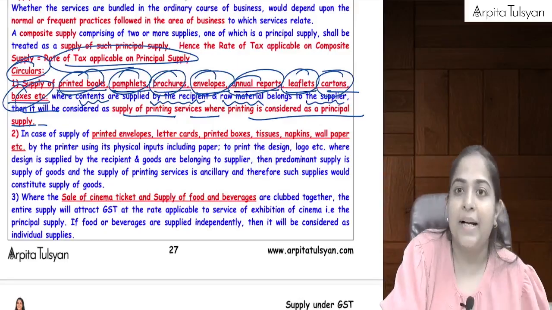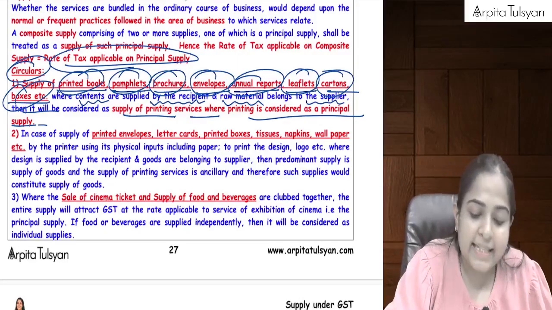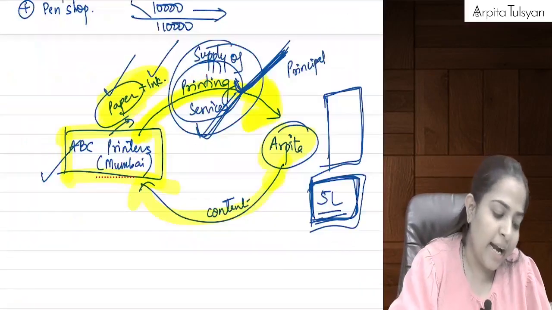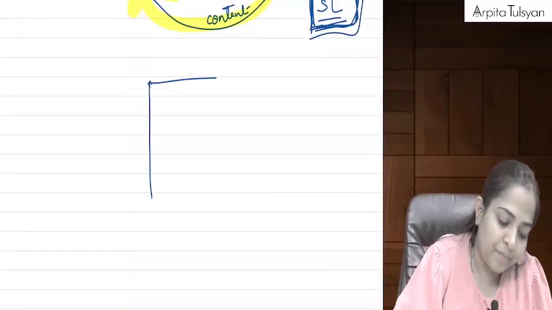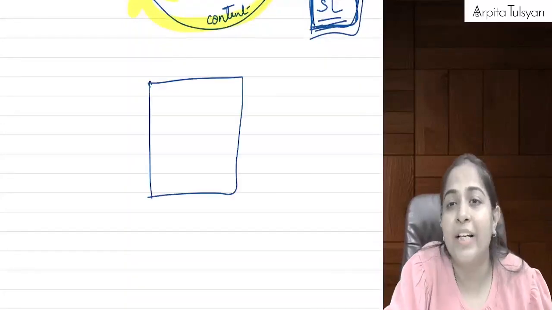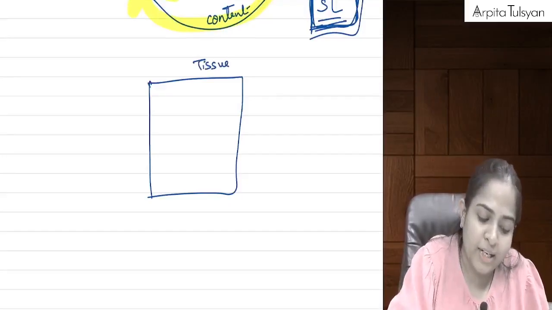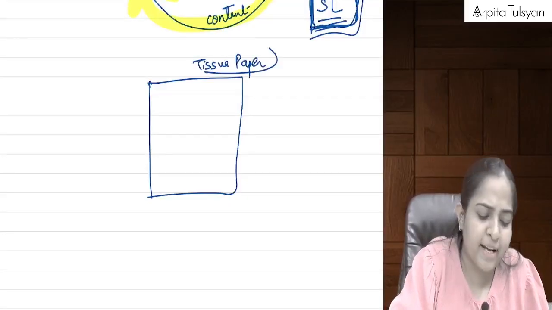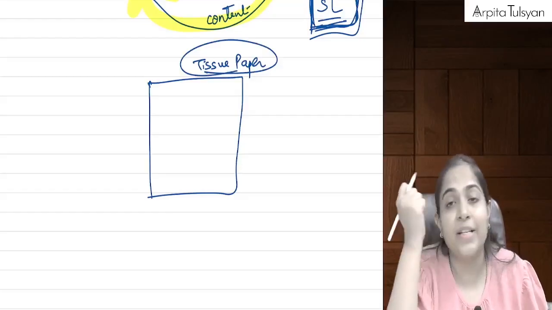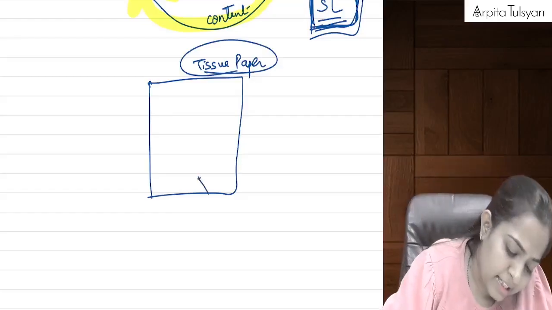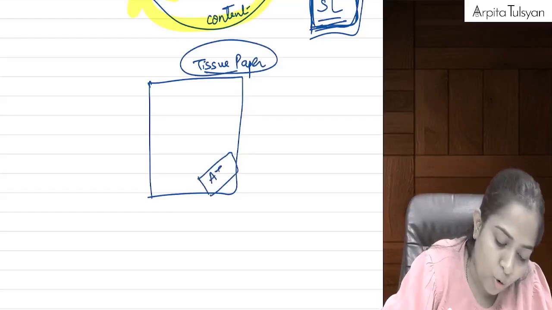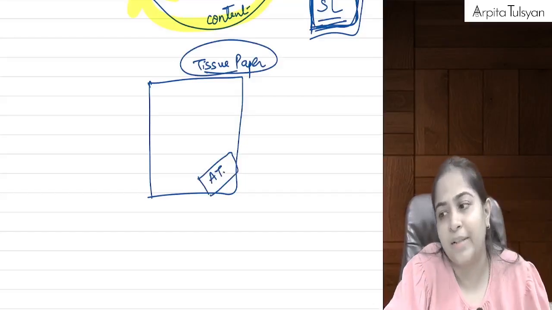Okay, but listen, let's say for example, I want to get my tissue papers printed. In my classes, we have got a canteen, and in the canteen, we keep tissue papers for students. They can use it after they have their food, etc. You clean your hands using that tissue paper. On this tissue paper, I want to print my logo also. I want to print the logo of Arpita Tulsyan.